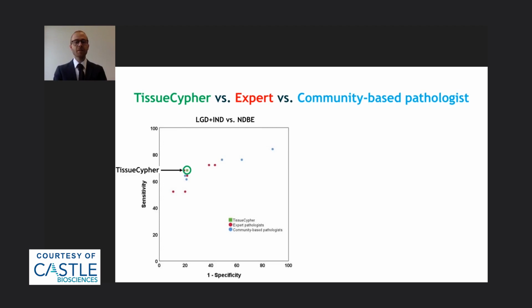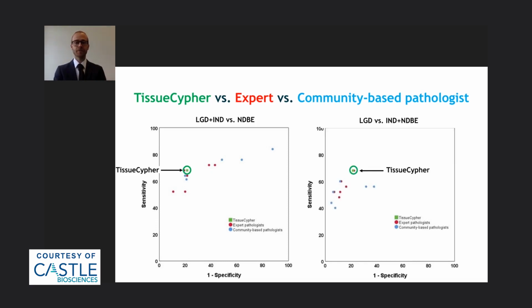So here are the results of TissueCypher represented by the green dots, the results of the expert pathologists in red and the community-based pathologists in blue if we group low-grade dysplasia and indefinite for dysplasia. And here's exactly the same plot, but now the indefinites grouped with the non-dysplastics. So we can conclude that in both instances, TissueCypher seems to be the best performer. And please note that the blue and the red dots, so the expert and community-based pathologists, do have a significant variability, and only the best performing pathologist comes close to TissueCypher.